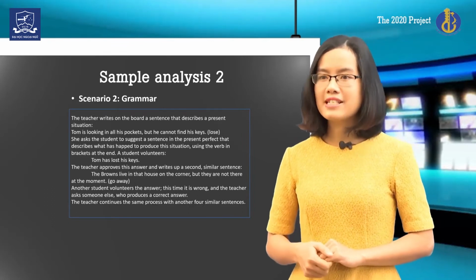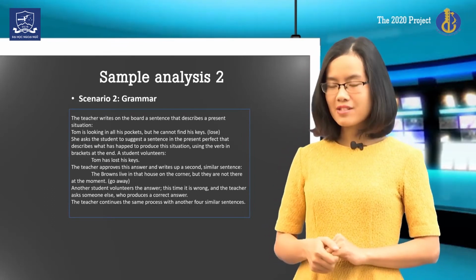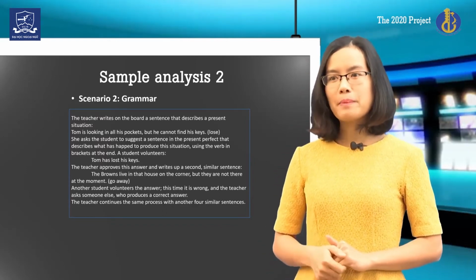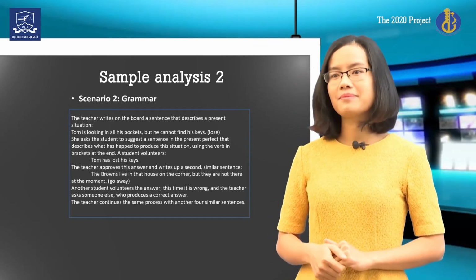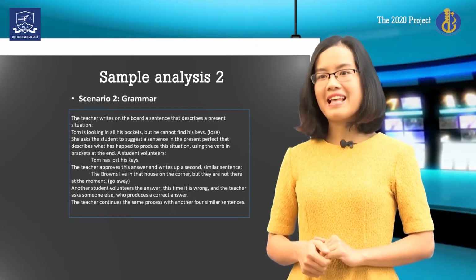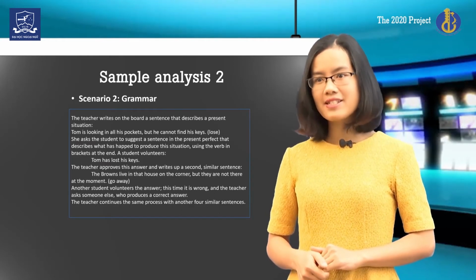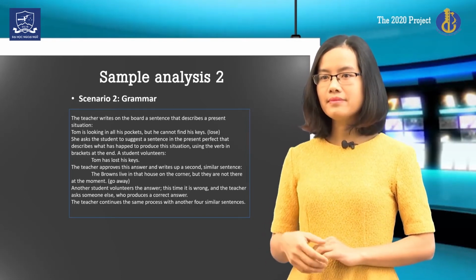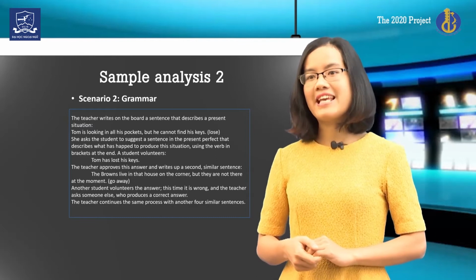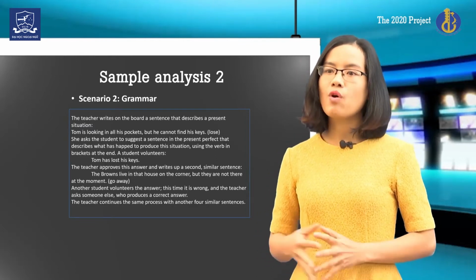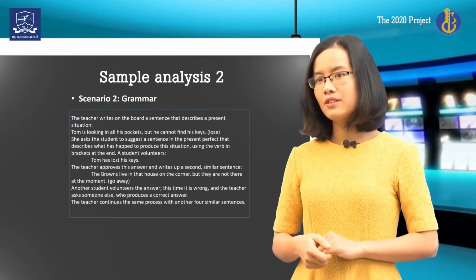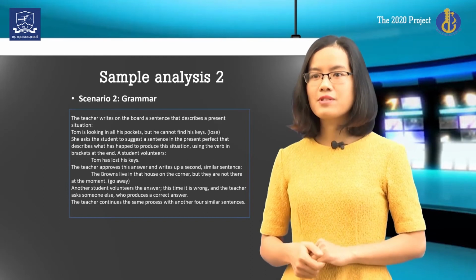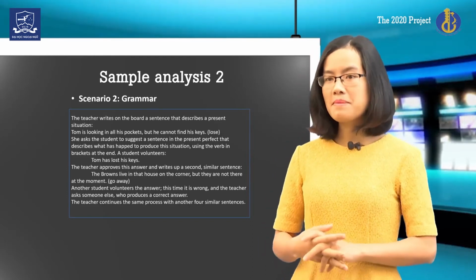A student volunteers to say, Tom has lost his keys. The teacher approves this answer and writes up a second similar sentence. The Browns live in that house on the corner, but they are not there at the moment, and then they would go away. Another student volunteers the answer. This time, it is wrong, and the teacher asks someone else who produces a correct answer. The teacher continues the same process with another 4 similar sentences.